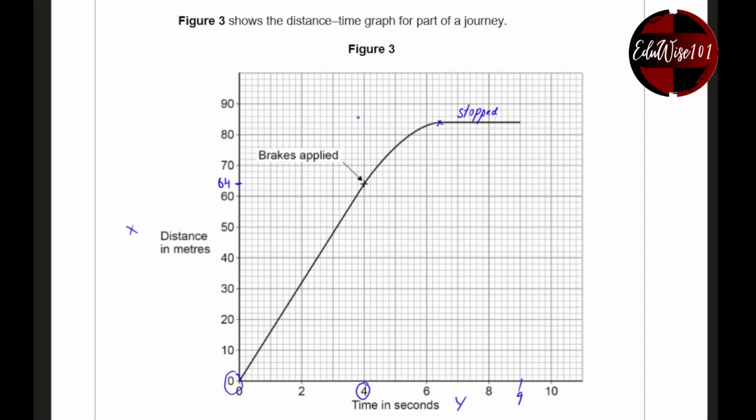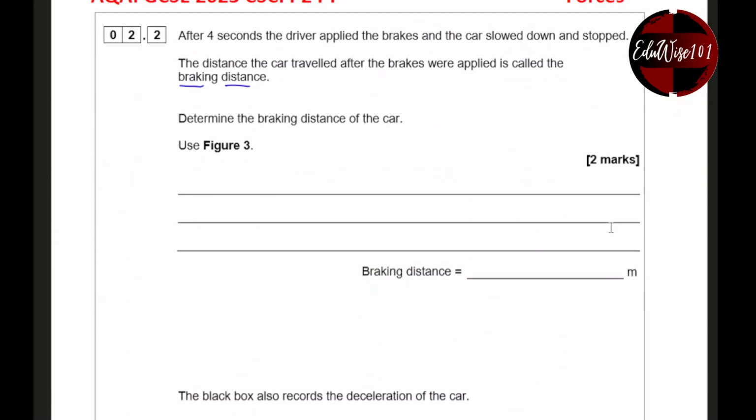So at what distance does it stop? That's 84. Each box, as you can see, there's 5 boxes between 0 and 5, 10. So if I divide 10 by 5, that gives me 2. So each box is 2 meters. That's why 80, 82 meters, and then 84. So what is the distance traveled? Well, I'll just take away 84 minus 64. So 84 minus 64 gives me 20 meters.